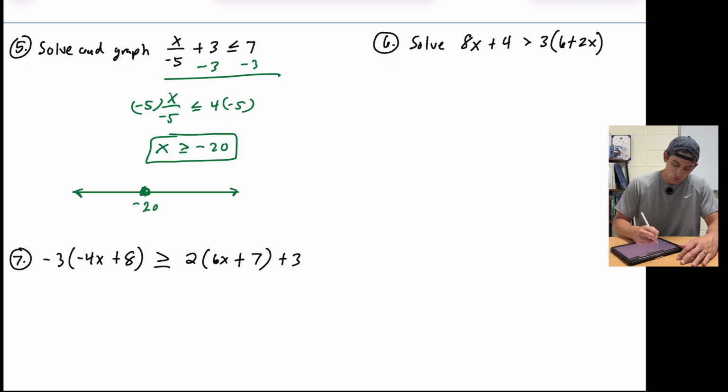We want greater than or equal to, so we're going to shade our circle, or it will be filled. And we want greater than or equal to, so we're going to shade to the right.